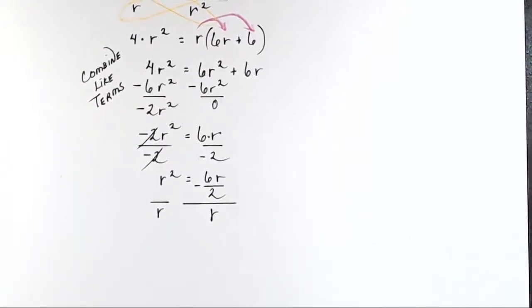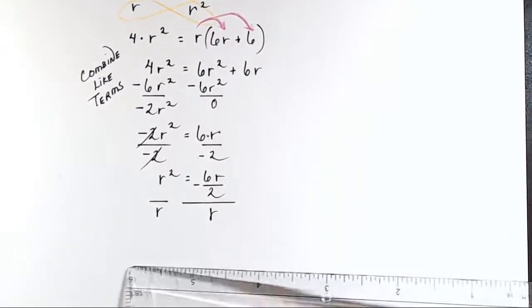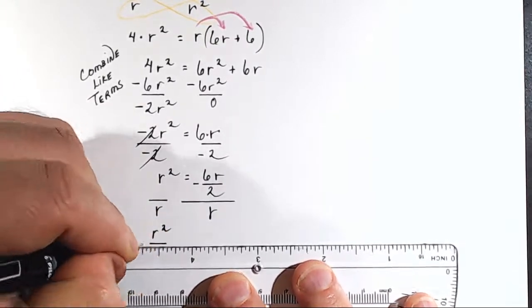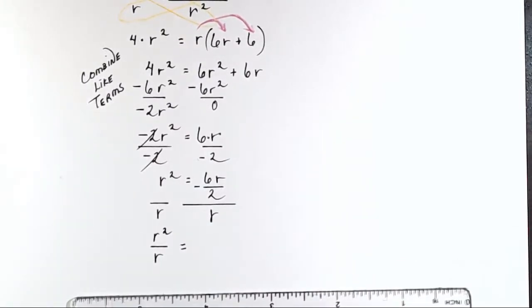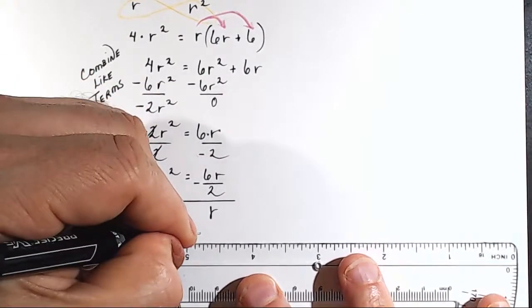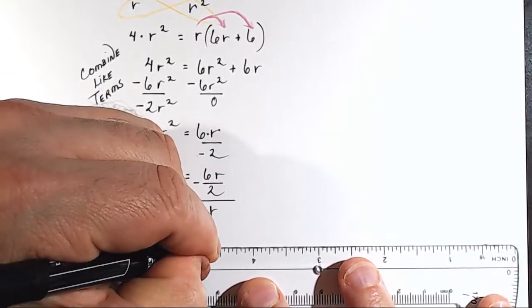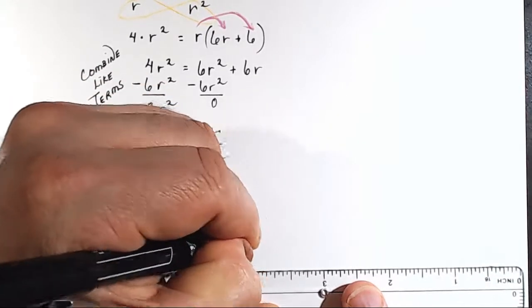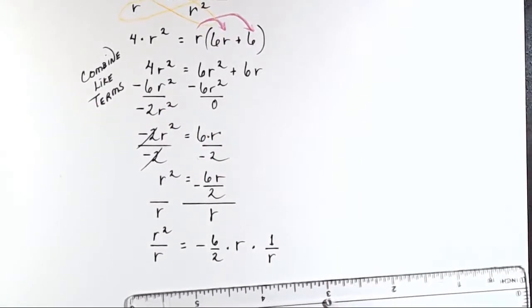On the right side of the equation, this is going to look a little bit different. On the left side, we'll rewrite r squared over r, and hold off on applying the quotient rule there. That is equal to, and this is how I want to write this, negative 6 over 2 times r times 1 over r. That's the keep, flip, change principle. We're dividing by r, so we'll multiply by 1 over r.